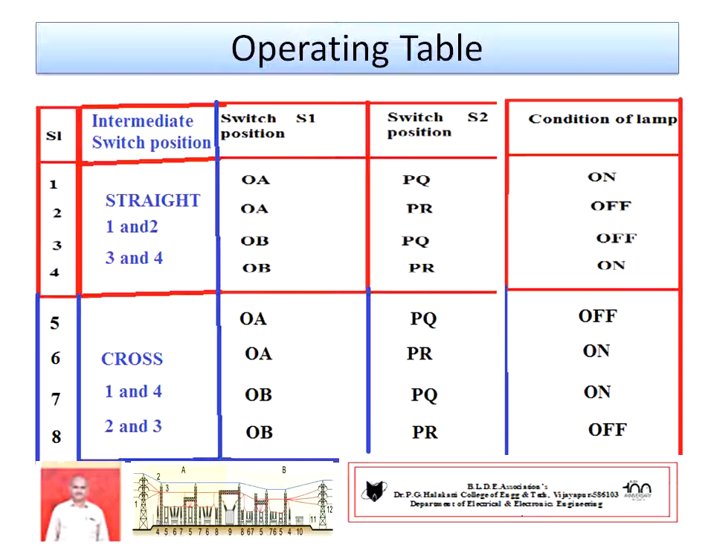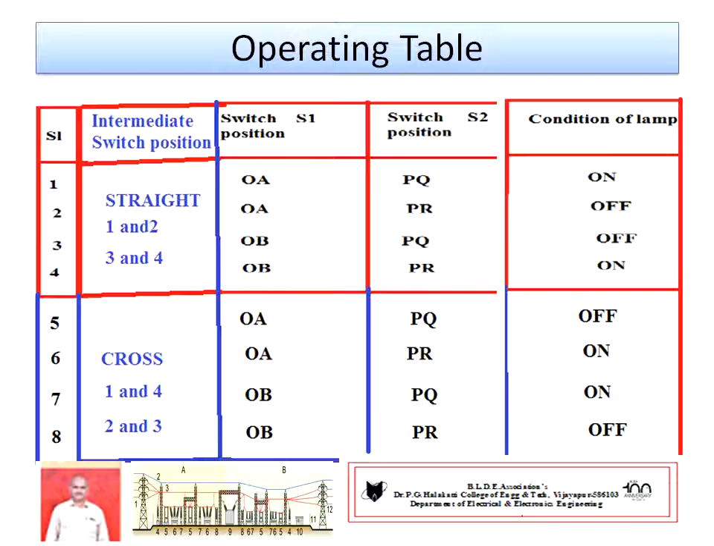This table is known as the operating table. It is also referred to as the working table, sir. First you write the intermediate switch position, that is 1, 2, 3, 4 are connected, sir. S1 OA, S2 PQ. It is similar to the first 4 conditions of two-way only. OA, PQ, lamp is on.